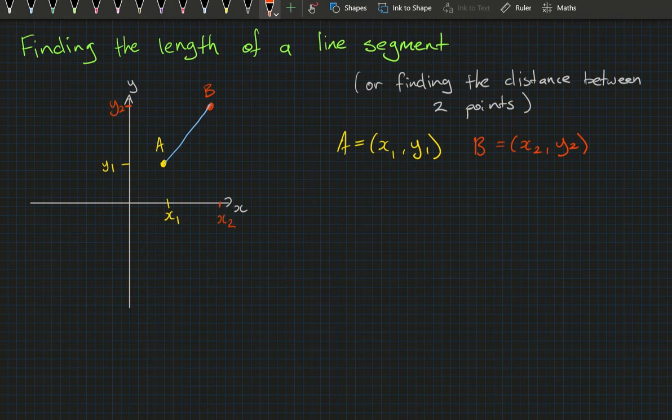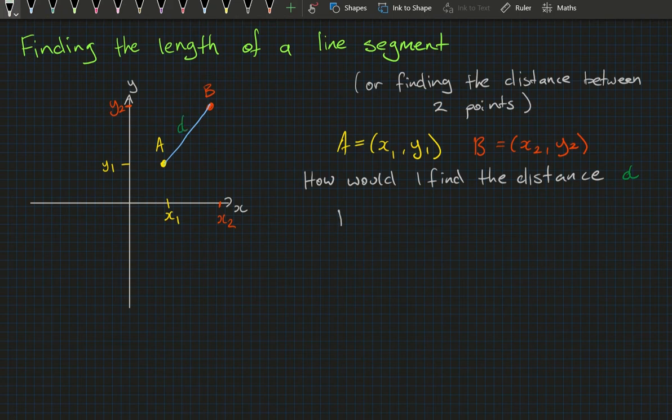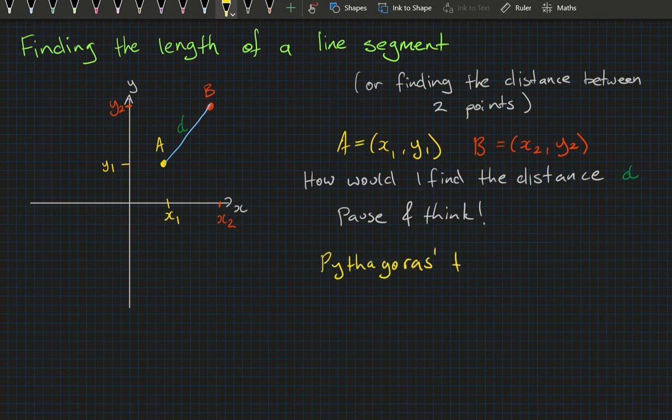So before I go on with the lesson, I'm going to ask you, how would I find the distance D, that is the length of this line segment between A and B, which I'll mark D on? Pause the video and have a think. Okay, did anybody come up with Pythagoras' theorem?